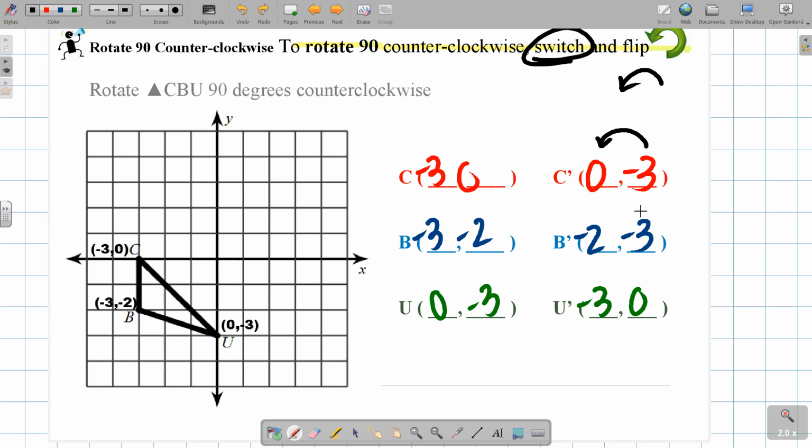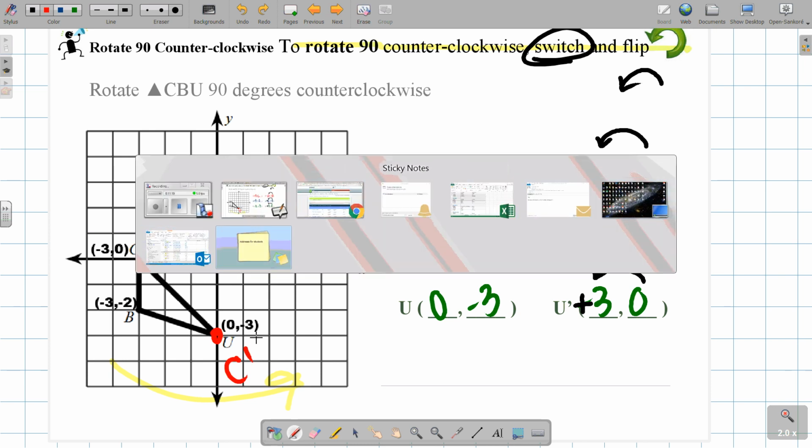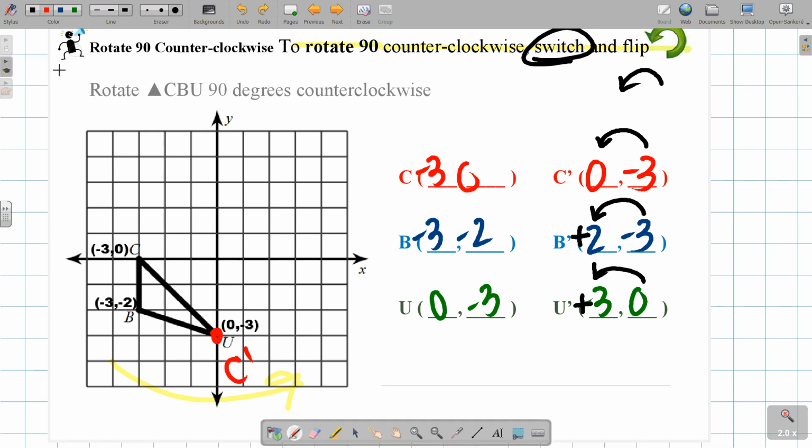0, there's nothing to flip. Counterclockwise arrow, positive, negative becomes positive. Counterclockwise arrow, negative becomes positive. Realize counterclockwise, we should be going that way. Let's do these 3 points. C prime. That's C prime. Let's see B prime, +2, -3. And U prime, 3, 0.